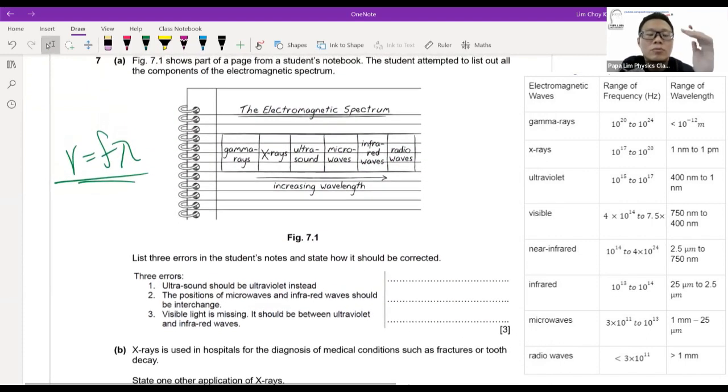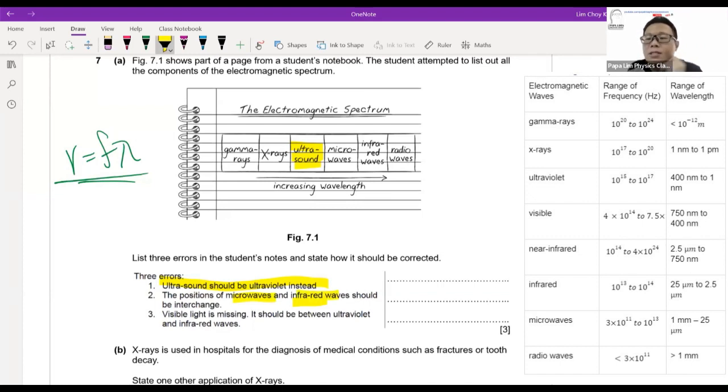Okay, so if you know the electromagnetic spectrum, you will know that actually there are some mistakes here. Ultrasound shouldn't be inside the spectrum, because ultrasound is a longitudinal wave. It's not a transverse wave. And of course, if you know the sequences, you will know the sequences for infrared and microwave are at the wrong side. So this is what we notice.